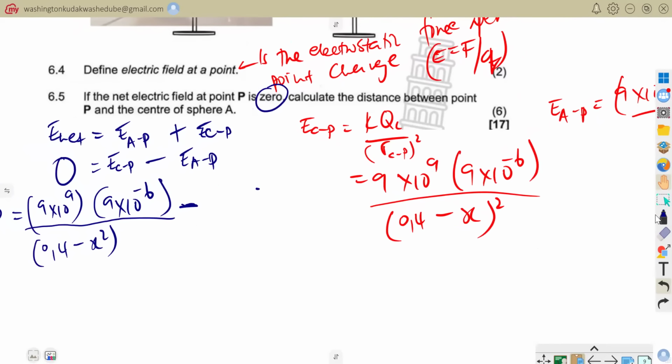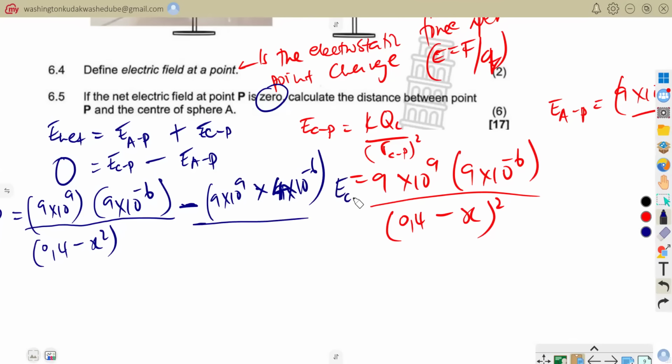If that is the case, I would come and say minus 9 times 10 power 9 times 4 times 10 to the power minus 6, all divided by, so this was E C of P so that we cannot confuse it, divided by x squared. If that is the case, I will transpose one of these so that at least we will end up having something of this nature.